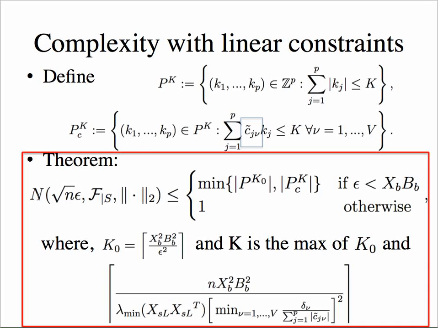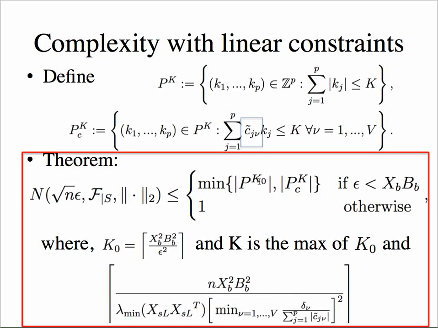The theorem states that the covering number with a certain radius of the restriction of f with the 2 norm is upper bounded by the minimum of the number of points in the first polytope and the number of points in the second polytope if epsilon satisfies a certain inequality, and 1 otherwise. So the number of points in the polytope gives us an upper bound on the covering number of the restriction of f, which is what we care about.